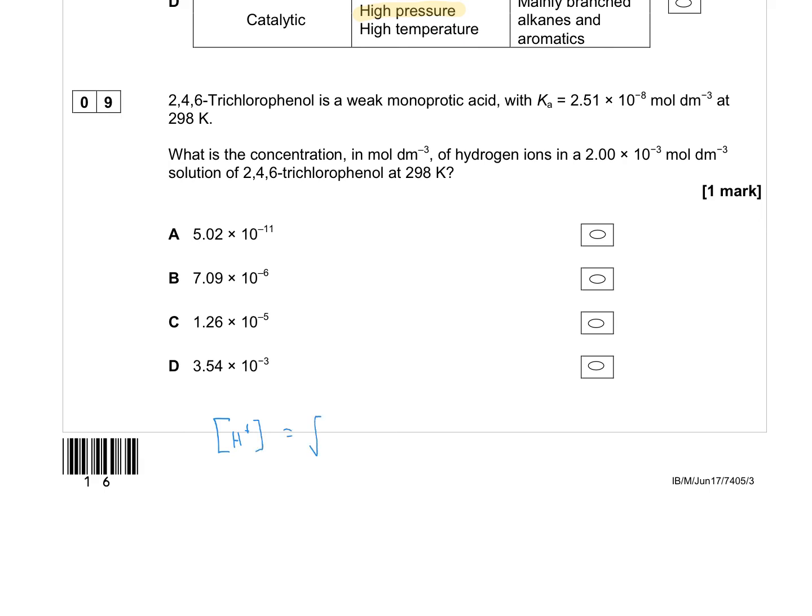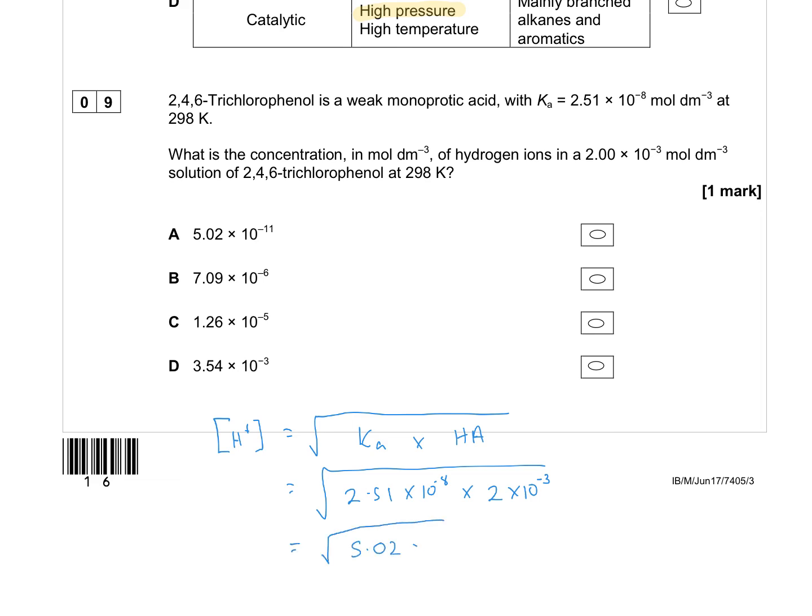Okay, question 9 is asking you to work out the concentration of the hydrogen ions, so you need to just jot down a little calculation. H+ is the square root of Ka times [HA]. If we pop in Ka and the concentration, and then quickly square root it, we'll get an answer. So we end up with 5.02 times 10 to the minus 11, and then if we square root that, we get the answer B.